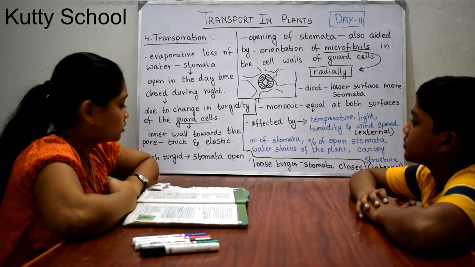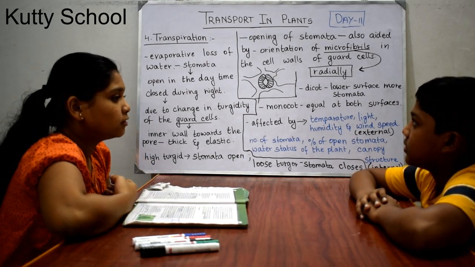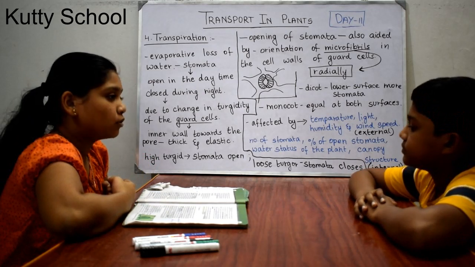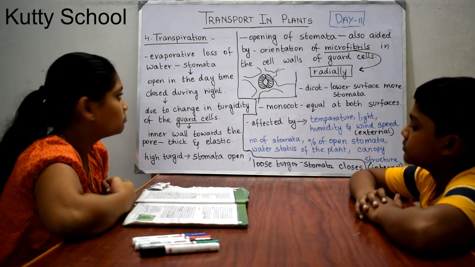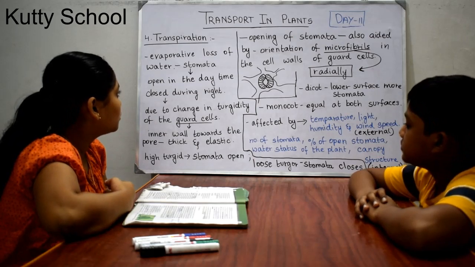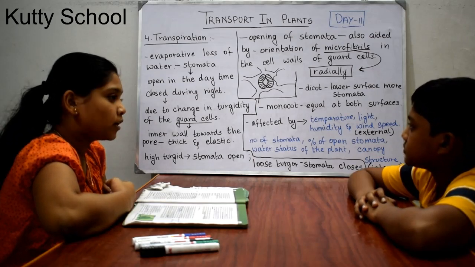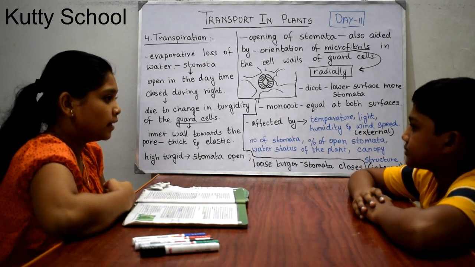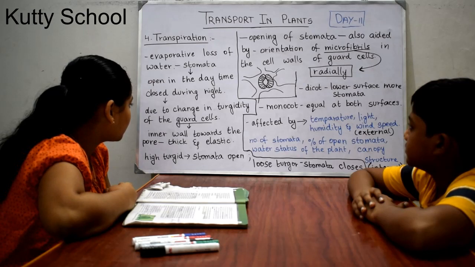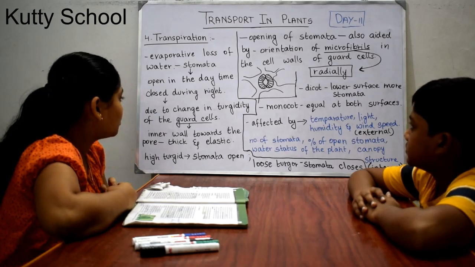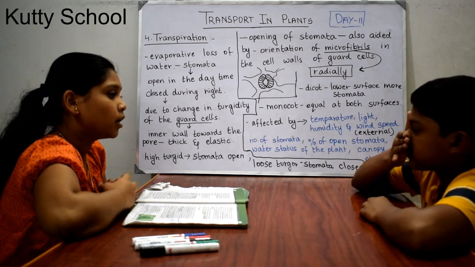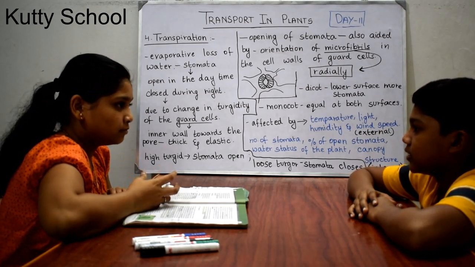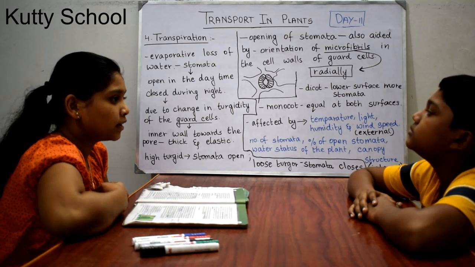So now we are going to discuss the fourth topic, which is transpiration. Transpiration is nothing but the evaporative loss of water through stomata. These stomata are generally open during the daytime and closed during the night. So what makes these stomata open and close? It is the turgidity. Turgidity is nothing but the water content.